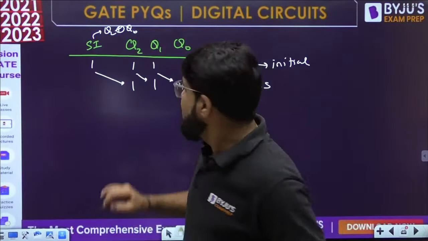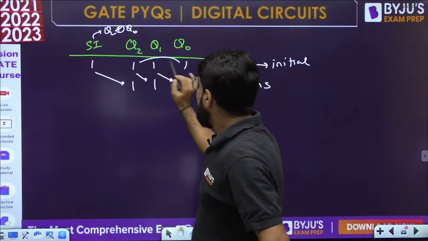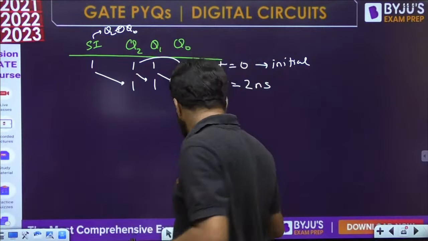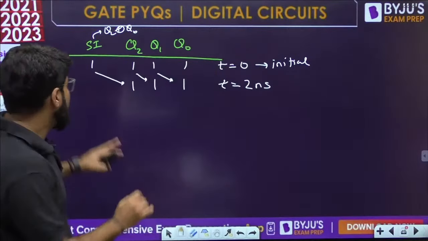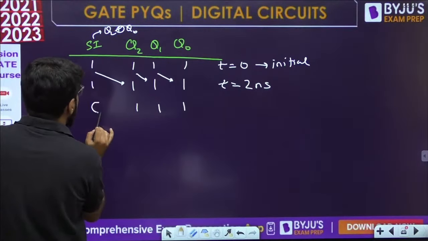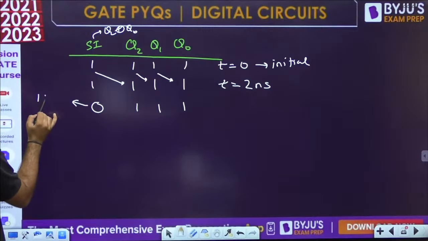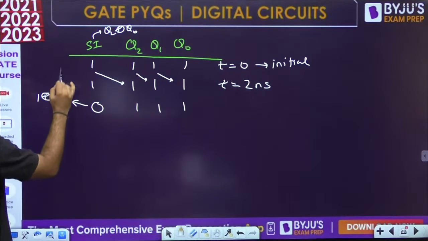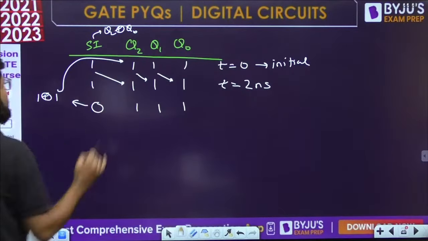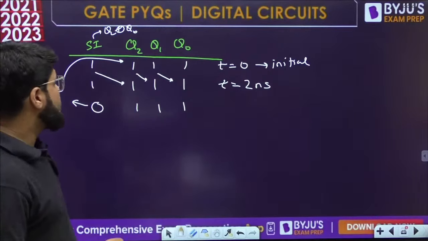But the XOR of 1 and 1, please keep listening to me. The XOR of 1 and 1 calculation also started. Look, this will not update yet, but the XOR of 1 and 1 will become 0. How is this coming? This is coming from the XOR of 1 and 1.